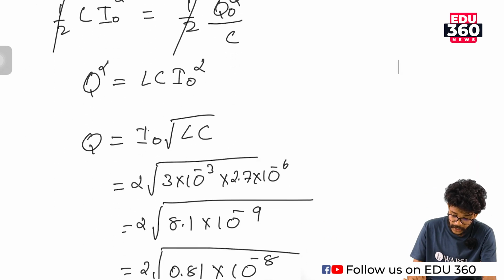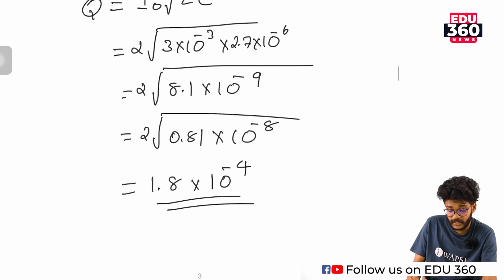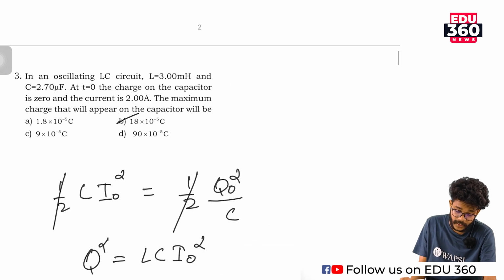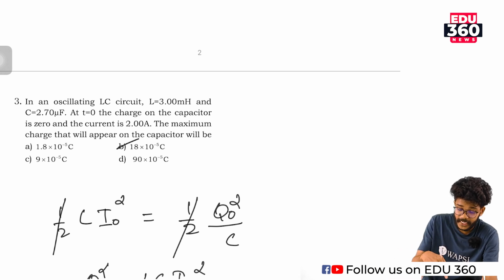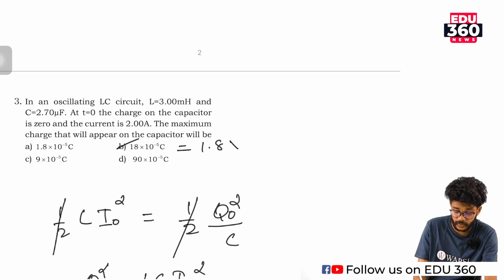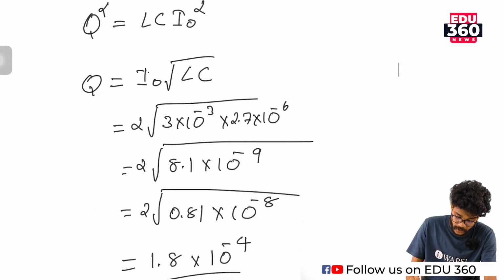Okay, see, the option has a resemblance with the first option, 1.8 into 10 raised to minus 5, but the power is different. Our answer is 1.8 into 10 raised to minus 4, but the first option is 10 raised to minus 5. In the second option also it is 10 raised to minus 5, but it is 18. 18 into 10 raised to minus 5 can be rewritten as 1.8 into 10 raised to minus 4, which is our answer. Okay, so we can move to our next question.